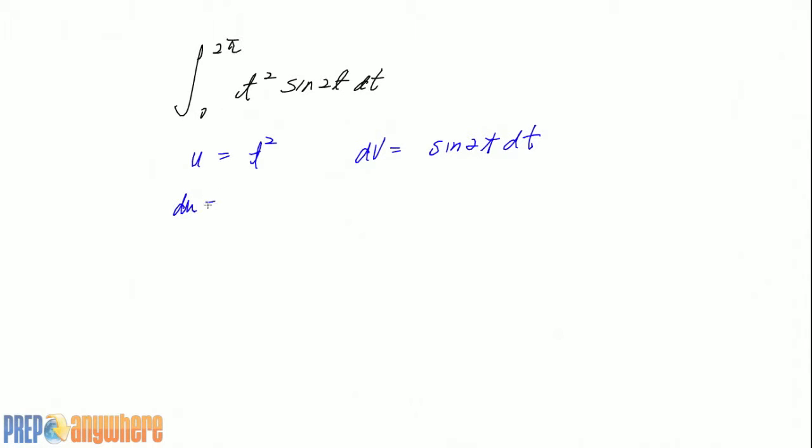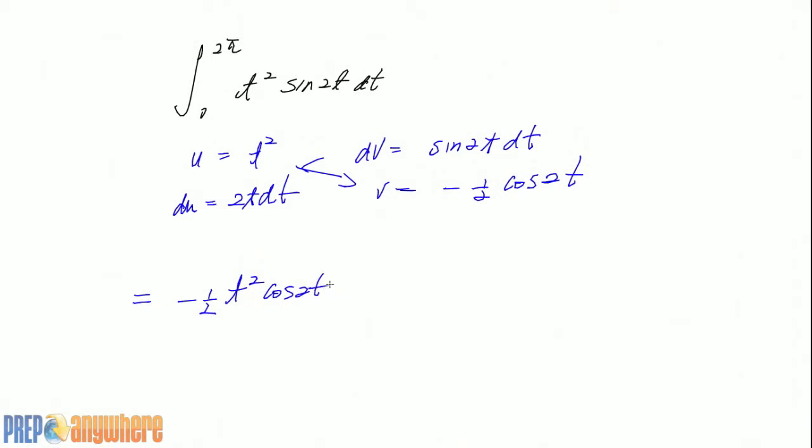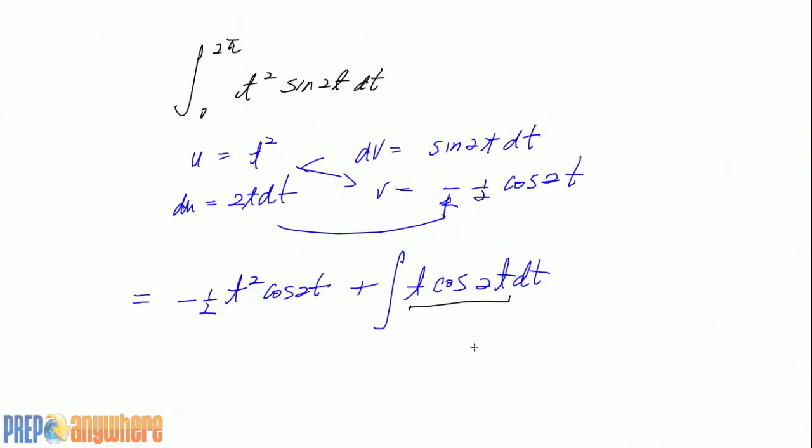Okay, so then du is equal to 2t dt, and v is equal to minus half cosine of 2t. So by integration by parts, we're gonna get minus half t squared cosine of 2t. If you multiply those two, because of this minus here, we get plus, plus t cosine of 2t dt. Okay, so integration by parts one more time for the t times cosine of 2t.